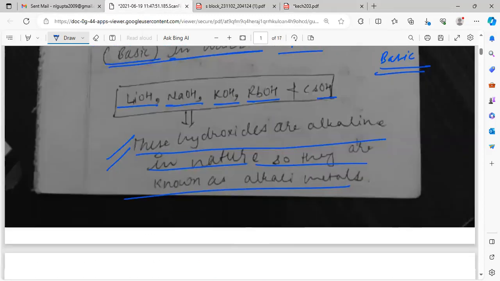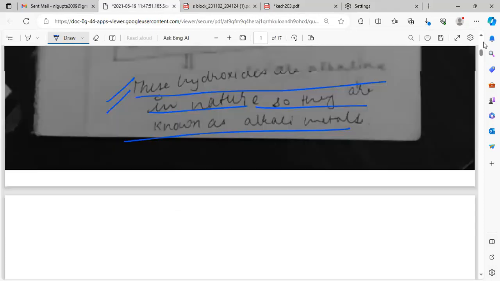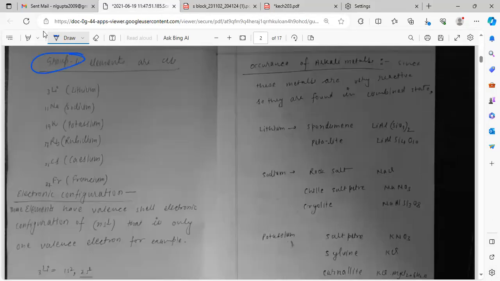Now come back to the slides. For the group 1 elements, we remember lithium, sodium, potassium, rubidium, cesium, francium with the mnemonic "Lina ne ki rab se faryad." How do we get the atomic numbers? By adding plus 8, then again plus 8, then plus 18, then again plus 18, and finally plus 32.